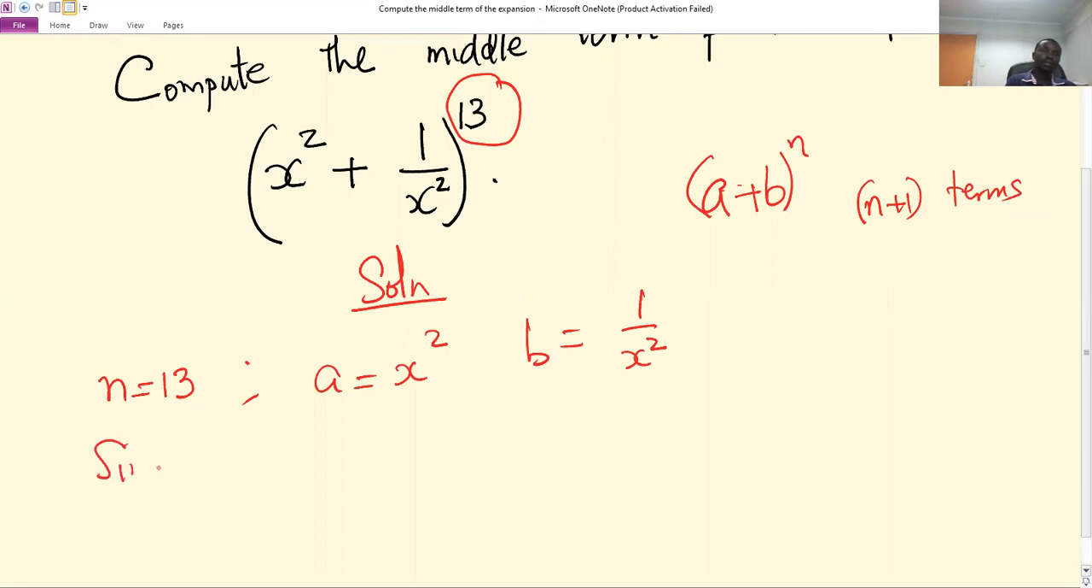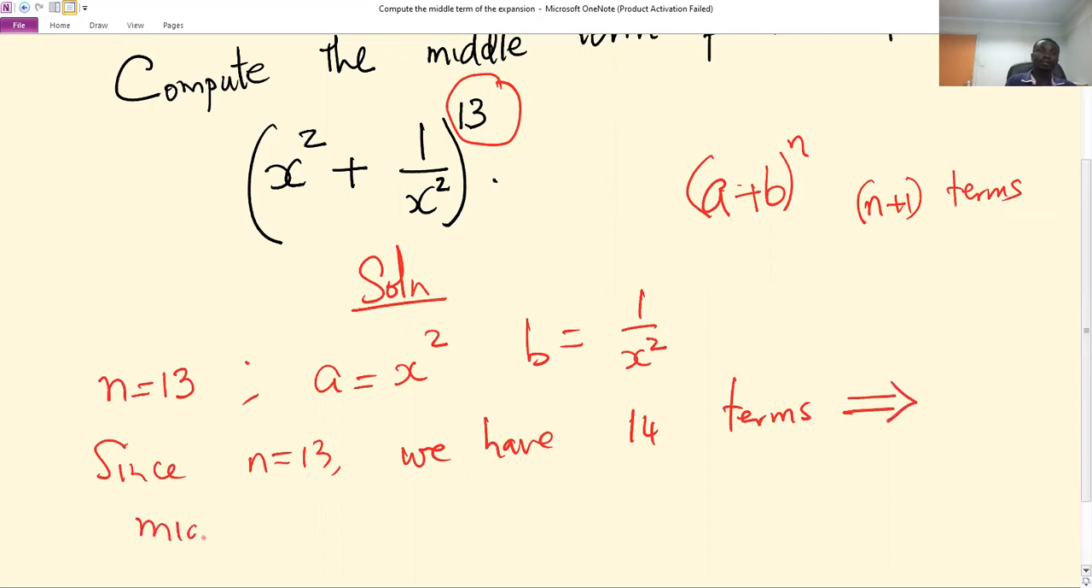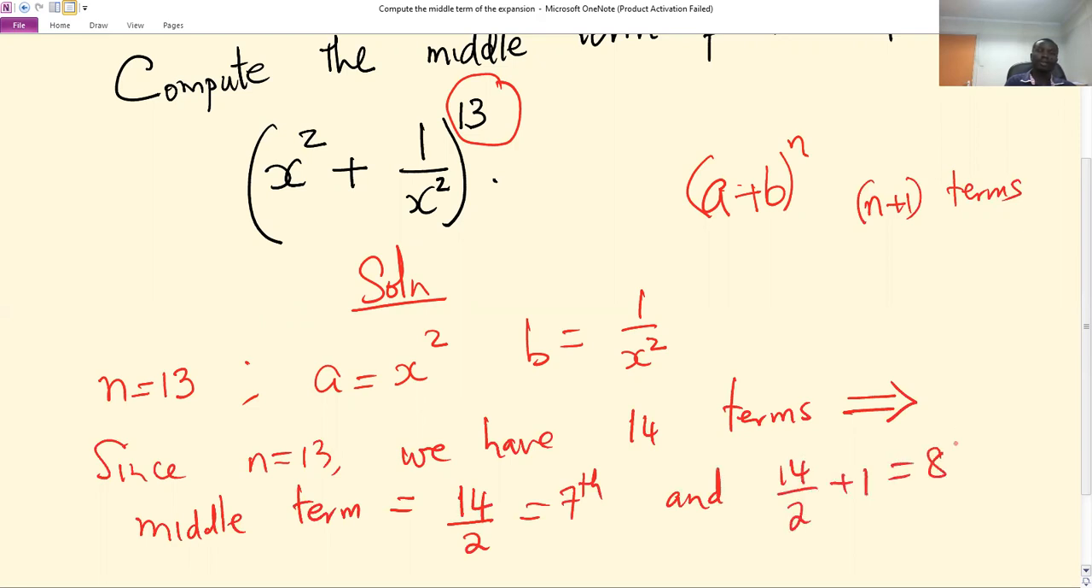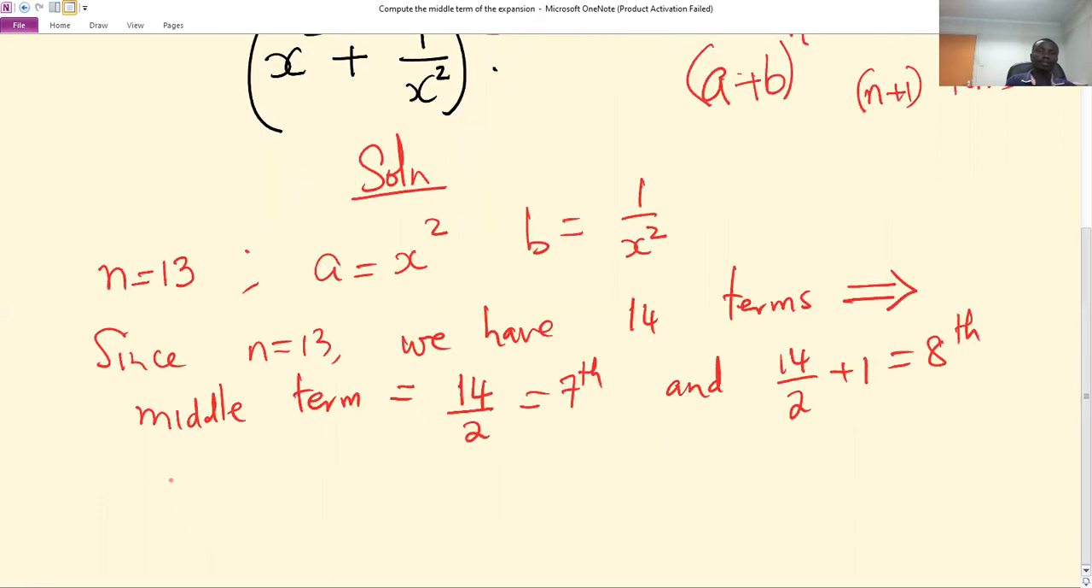So since n equals 13, we have 14 terms, which implies the middle terms are 14 over 2, which is the 7th term, and 14 over 2 plus 1, which is the 8th term.